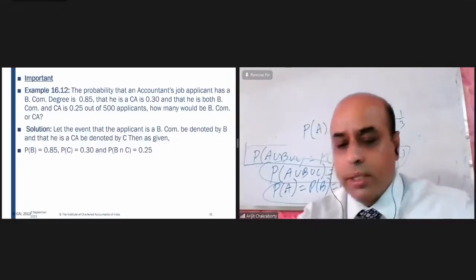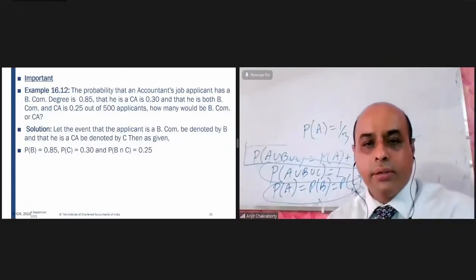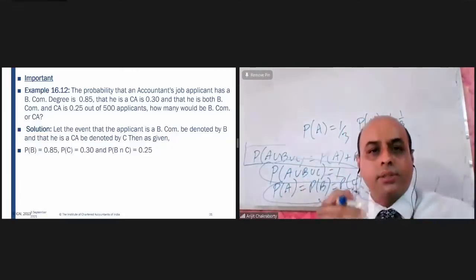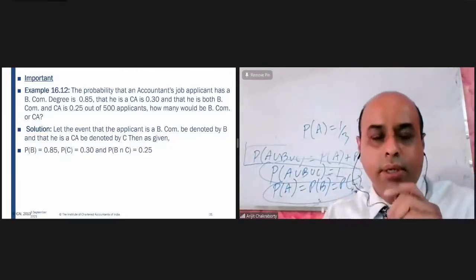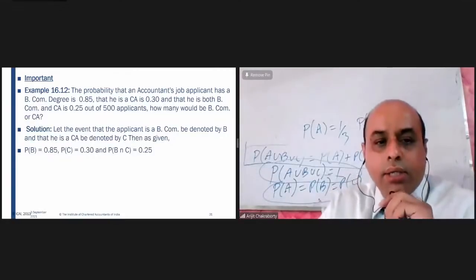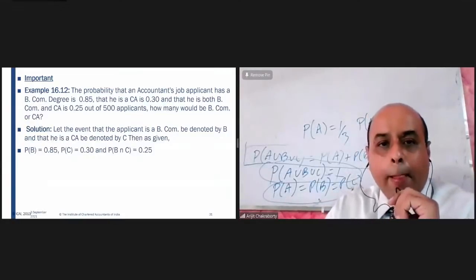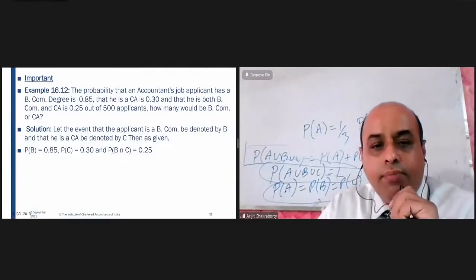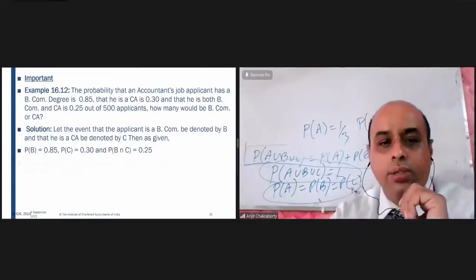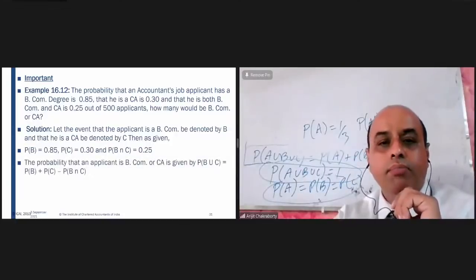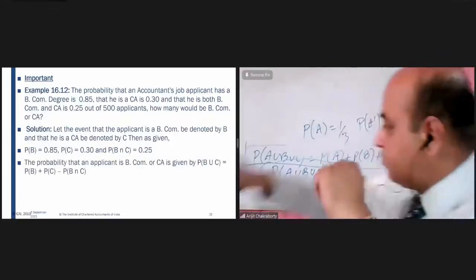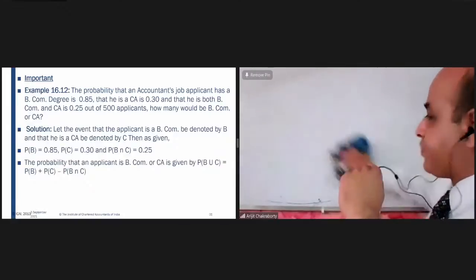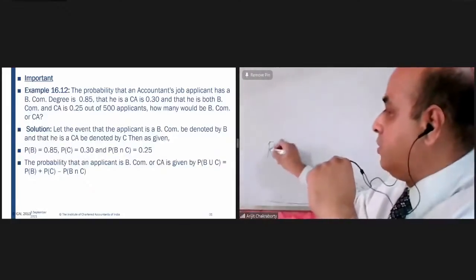Now please note here, the solution is given, you can see the solution, but let us also try to understand the process. The understanding is important. So P(B) is given 0.85, only CA is 0.3, and BCom and CA 0.25. So we have to find out P(B union C). That means either a person is BCom or the person is CA.